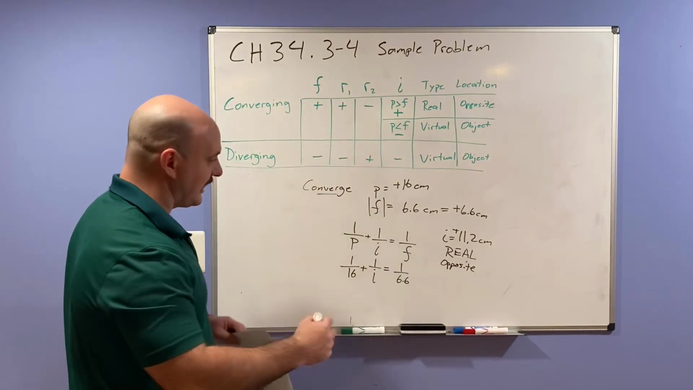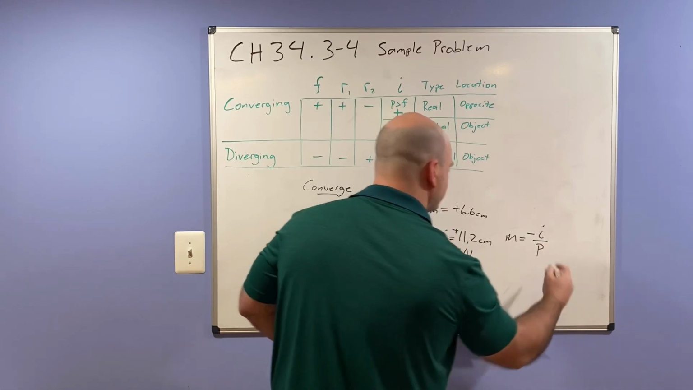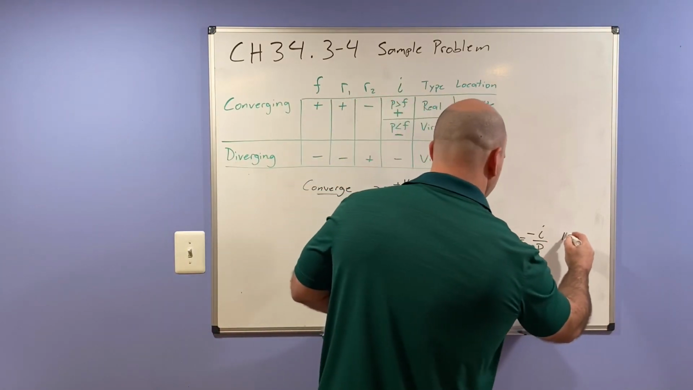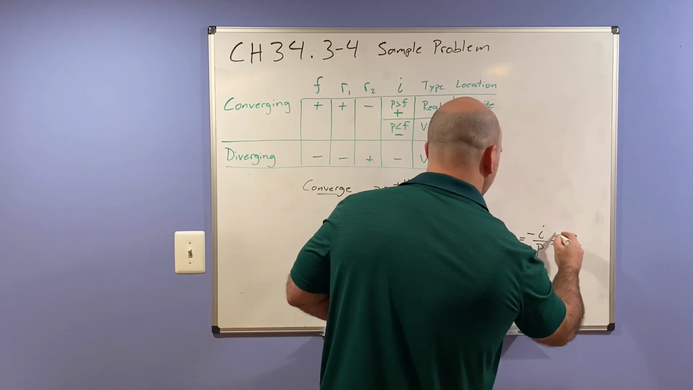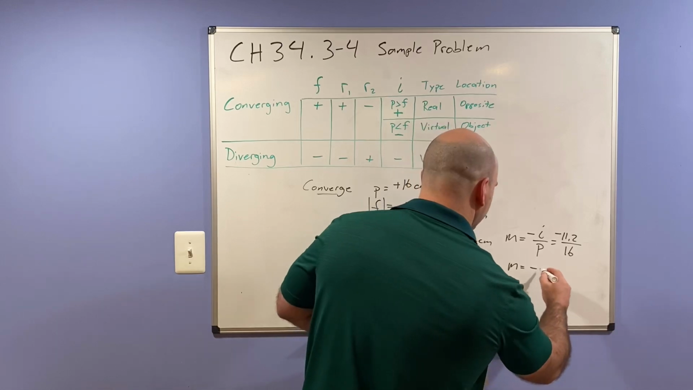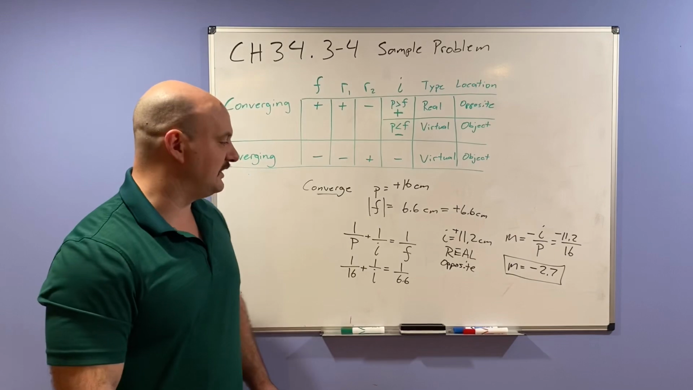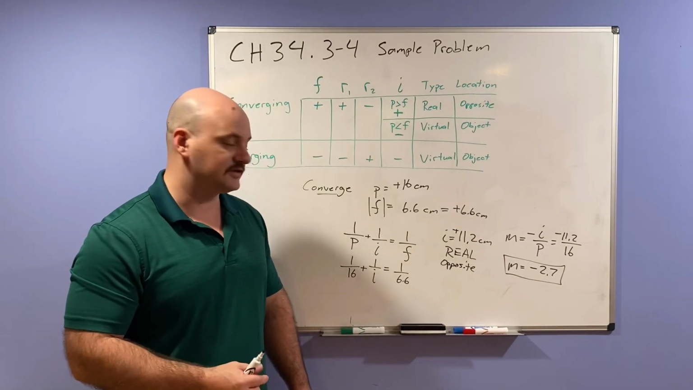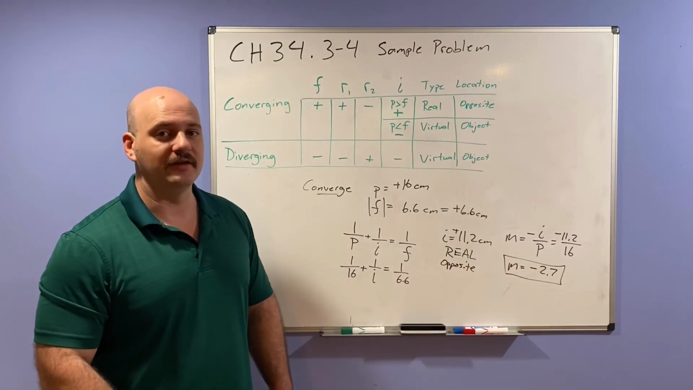And it asks for the magnification. Magnification is equal to the negative of the image distance over the object distance. We plug those numbers in. That's 11.2 centimeters over 16 centimeters. Don't forget your negative sign. And we get a magnification of negative 2.7. Okay? So that means that the image is going to be 2.7 times greater than the object. It's going to be larger. And the negative means that the image will be inverted.